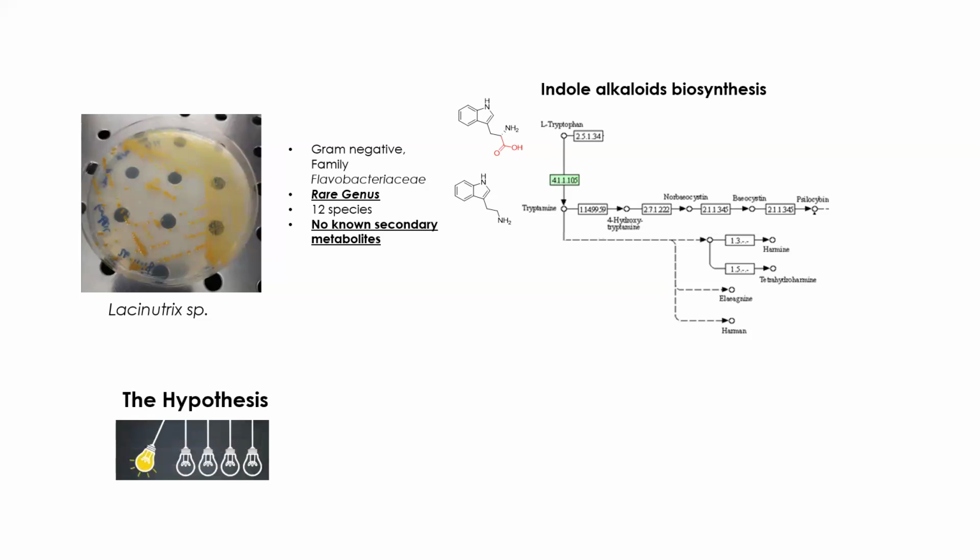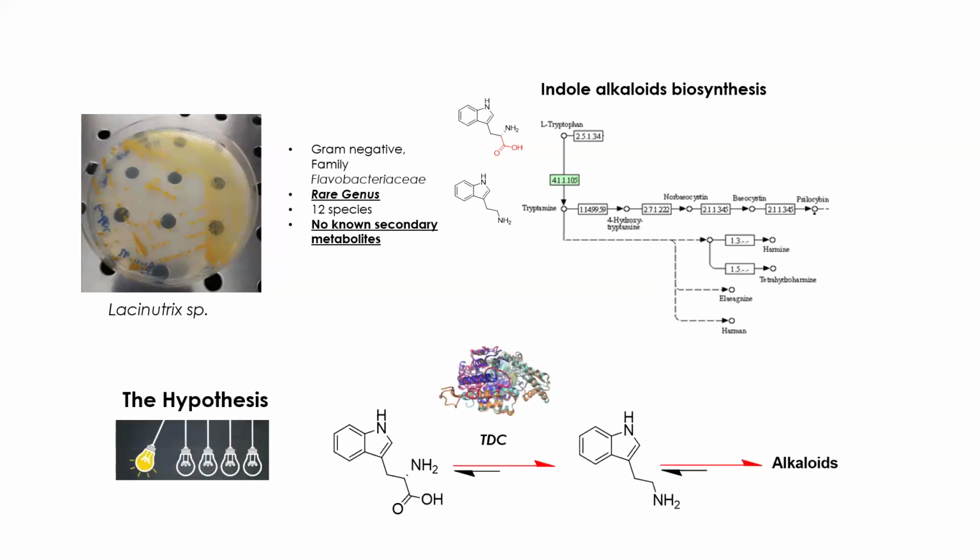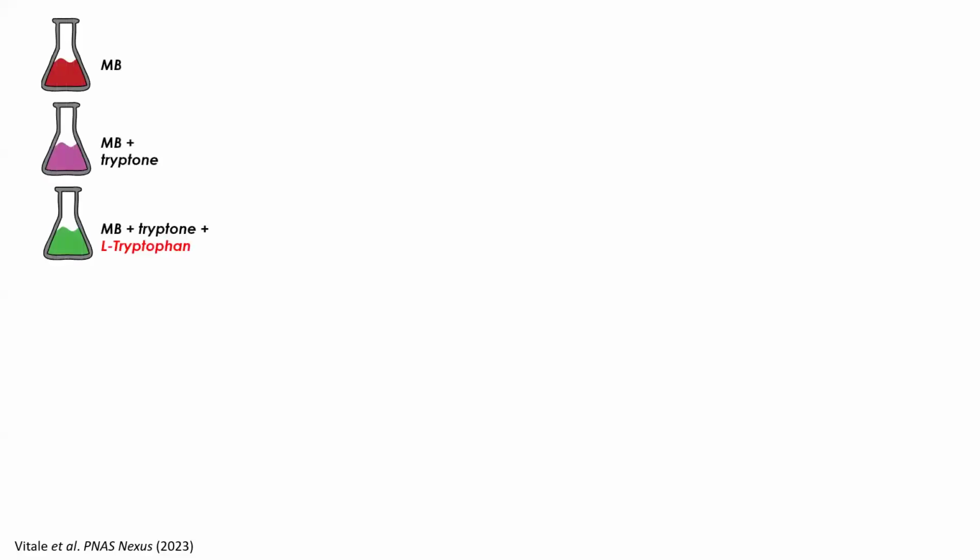So we had in mind that, following the Le Chatelier principle, we could try to feed the strain with tryptophan to move the equilibrium of this reaction, because we didn't know the rest of the path. So the only thing to try was this one. Basically, we did 3 conditions, of course, with all the replicates.